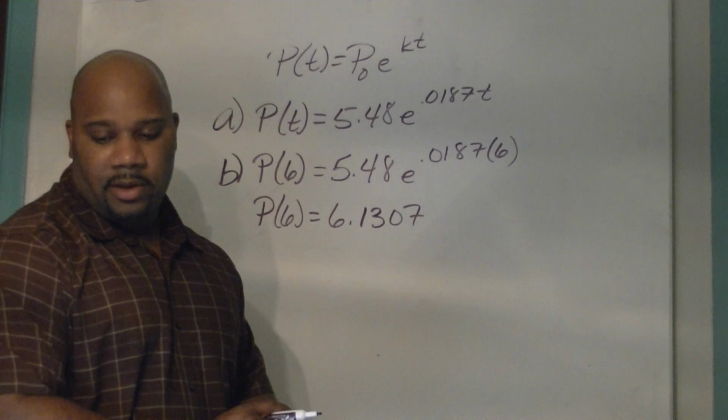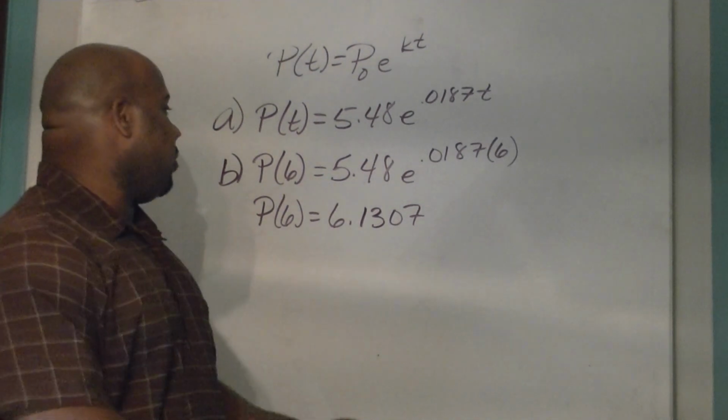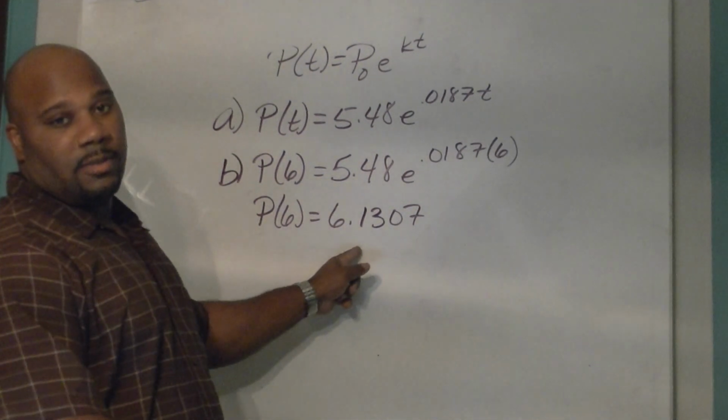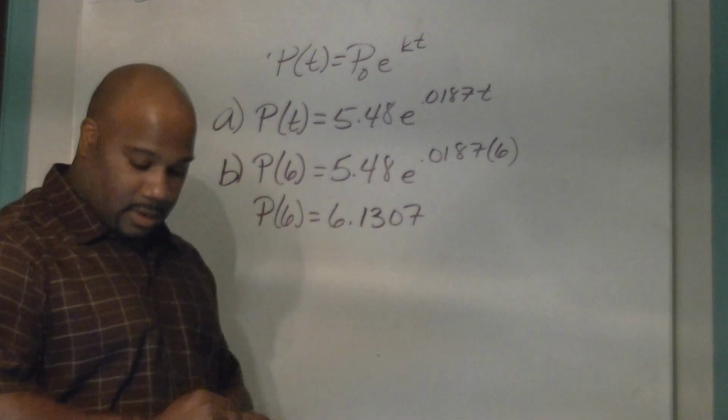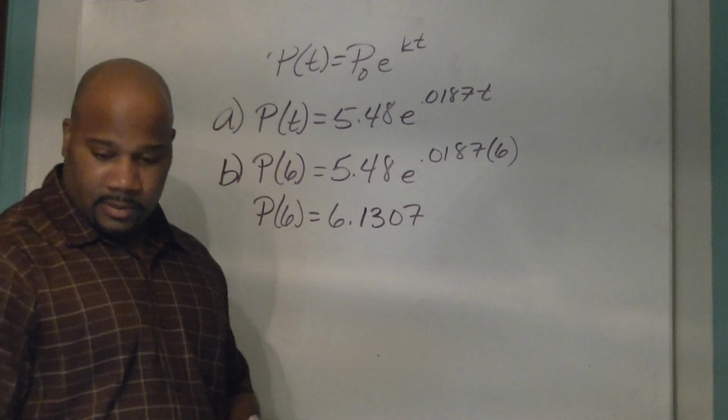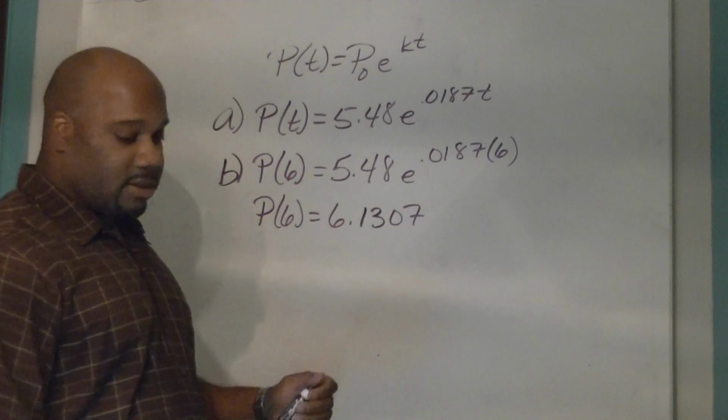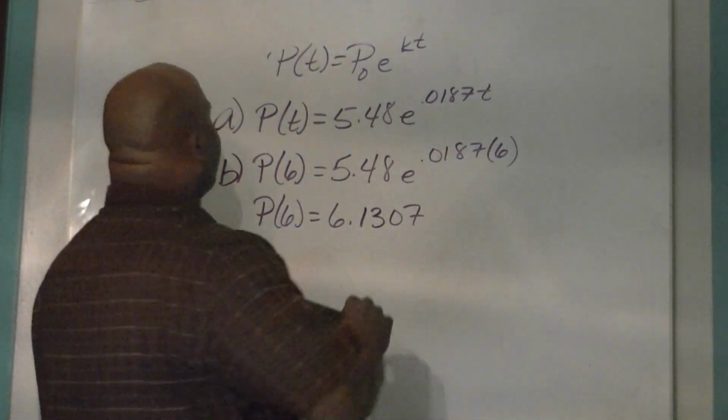And then it says, in how many years will the population be 7 million? So we know it's going to be more than 6, because in 6 it is 6.1307. So now we're going to put in 7 million for P of t and then solve this equation.